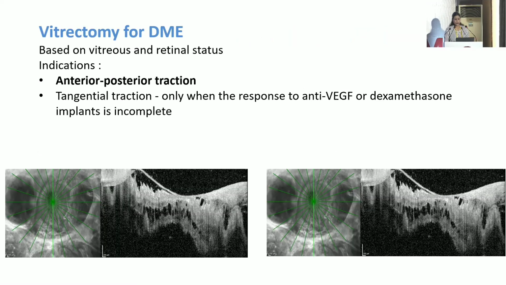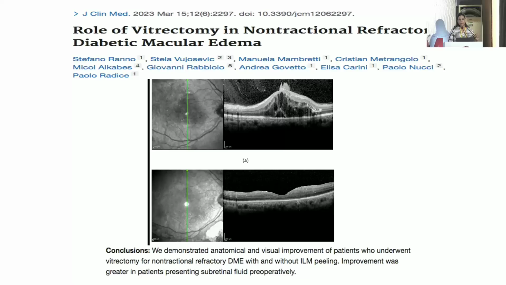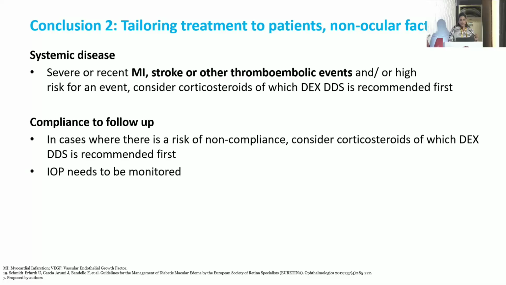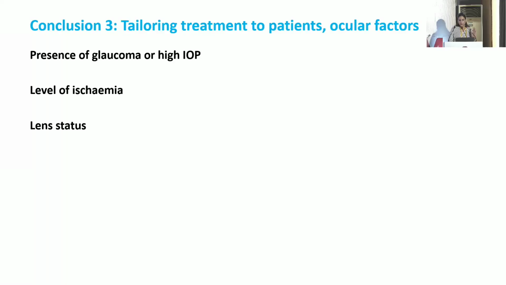So vitrectomy for DME is considered in the cases where there is anterior-posterior traction and tangential traction when it is not responding to anti-VEGF or dexamethasone. But then there are cases where vitrectomy has a role in non-tractional refractory diabetic macular edema as well. So the conclusion is tailoring therapy for the best outcomes, tailoring treatment to patients considering the non-ocular factors as well, and tailoring treatment to patients considering the ocular factors.